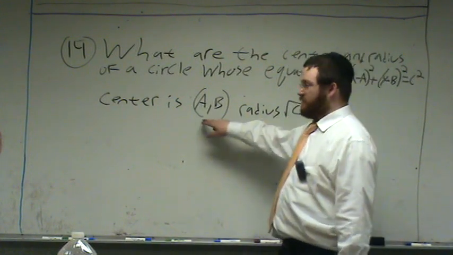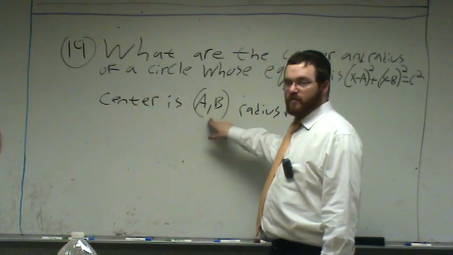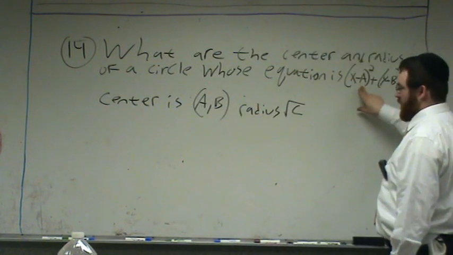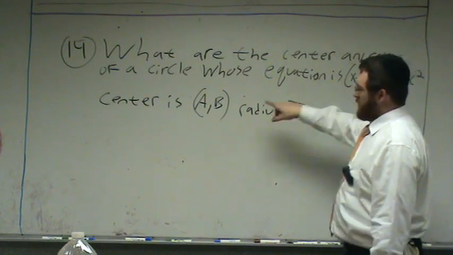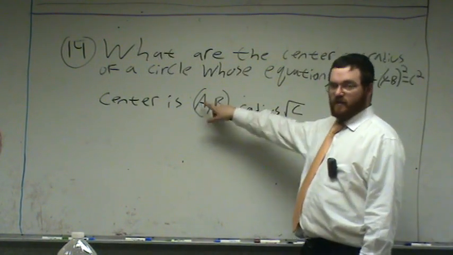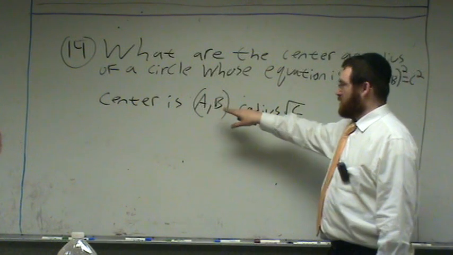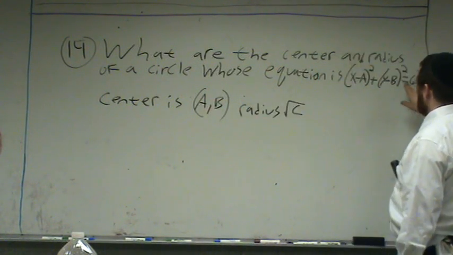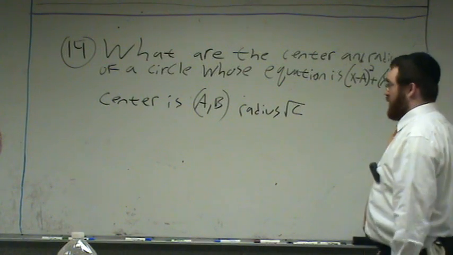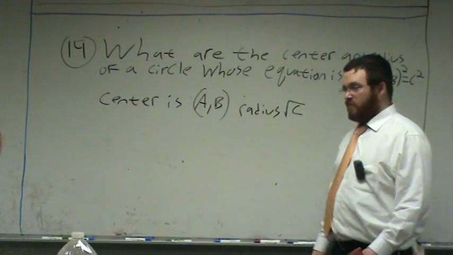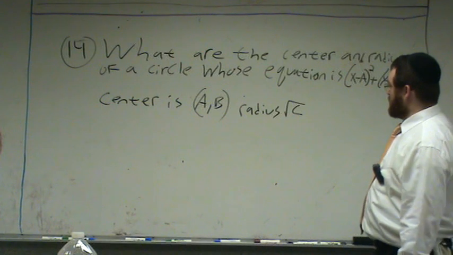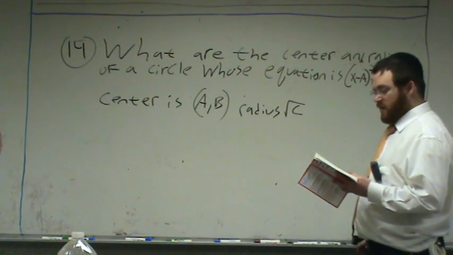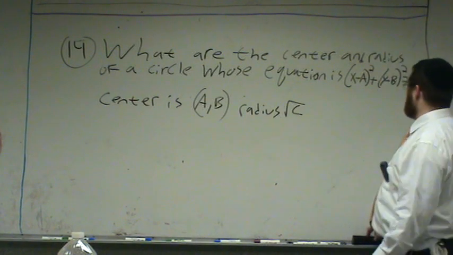So if the center of a circle is at the point (a, b), then the equation would be (x − a)², because instead of positive a, it becomes a negative a. So (x − a)² + (y − b)² = c². And over here, the radius is c. It doesn't say what the radius is. It asks you what the radius is.